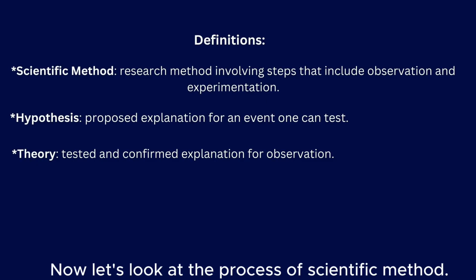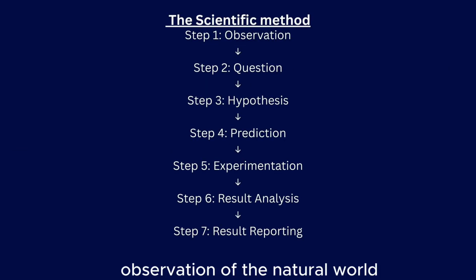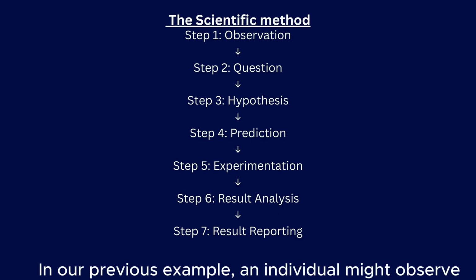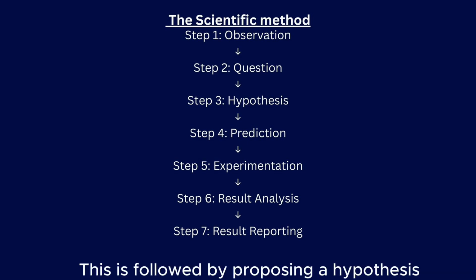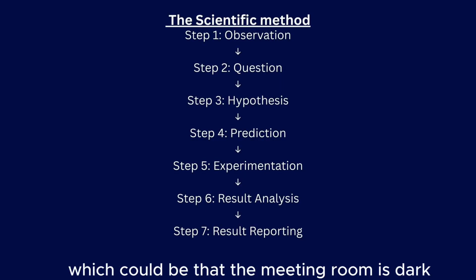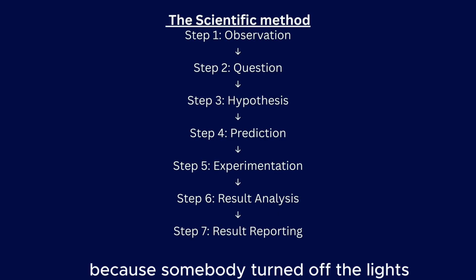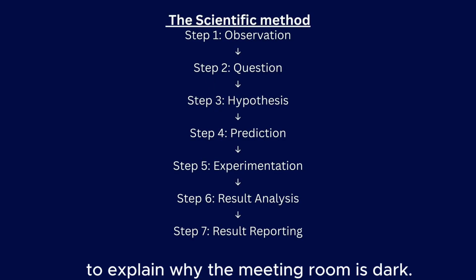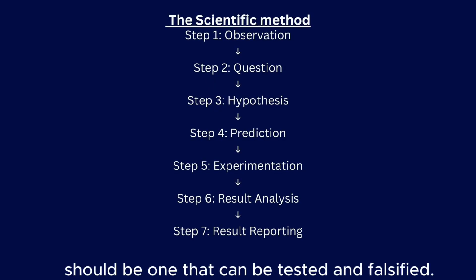Now, let's look at the process of scientific method. This process begins with observation of the natural world that leads to the development of a question. In our previous example, an individual might observe that the meeting room is dark. Then they may ask a question such as, why is the meeting room dark? This is followed by proposing a hypothesis, which could be that the meeting room is dark because the lights are not functioning, or the meeting room is dark because somebody turned off the lights, or any other reason you can come up with to explain why the meeting room is dark. However, remember that the reason should be one that can be tested and falsified.